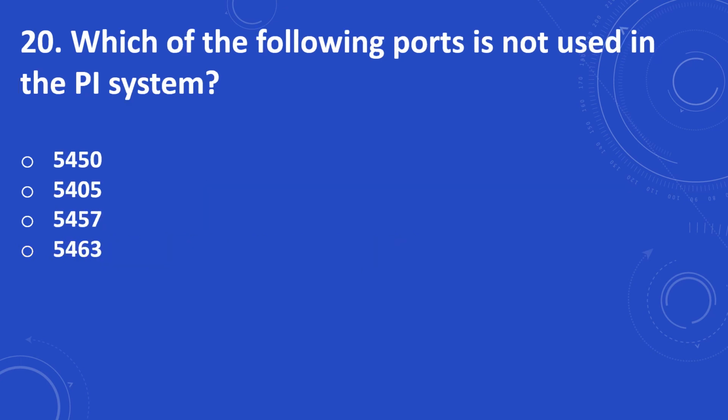Which of the following ports is not used in the PI system? 5450, 5405, 5457, 5463. The answer would be 5405 is the only port which is not used in the PI system.